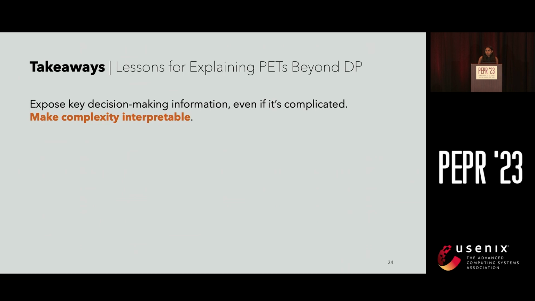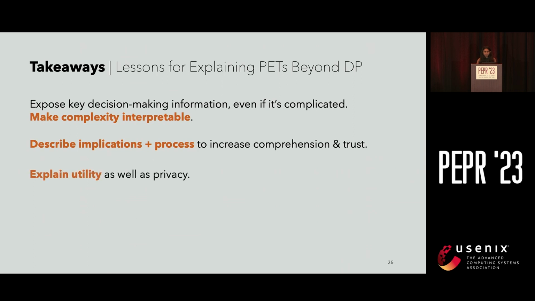So first, we should focus on exposing key decision-making information, even if that information is complicated. So in our work, instead of hiding probabilities when explaining epsilon, we focused on making them interpretable by using techniques from risk communication. Second, it may not be enough to explain implications of the PET alone. So we found in explaining deployment models that people also wanted to know something about process. And prior work has explored similar things about process and outcome in the context of encryption.